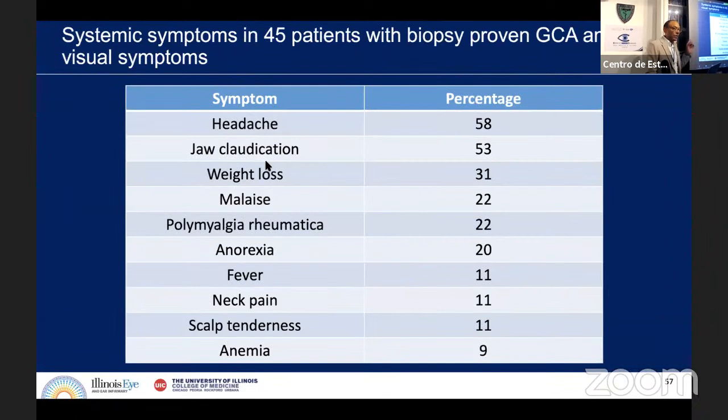And headache is the most common. And then probably the next most important finding is the jaw claudication. I ask about all of these other things, but really those are the top two that you should ask about, and that really would push you in the direction of giant cell arteritis.